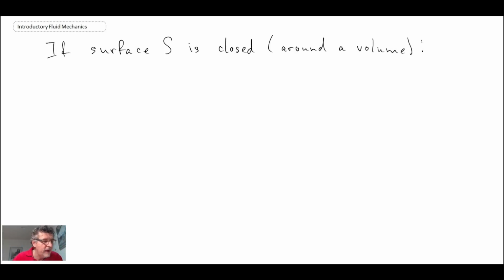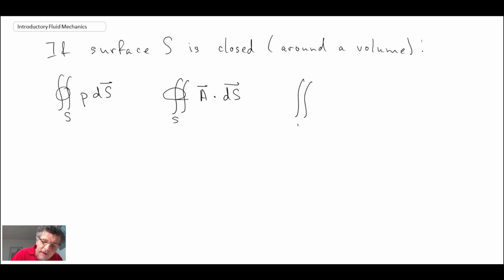So if you're integrating around a volume, the only thing that would change is the nomenclature. And quite often you'll see a closed double integral symbol like that. So that would be if you were integrating a scalar field. If you were integrating a vector field using the dot product operator, and then finally if you were integrating a vector field but using the cross product operator. So that would be the way that you would denote the fact that you're integrating over a surface that happens to be a closed surface. And so that could be a sphere, a cylinder, a cube, anything like that.